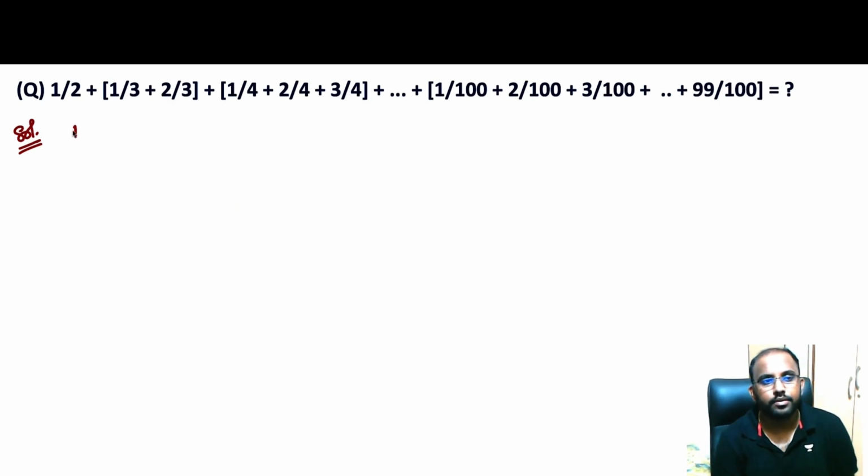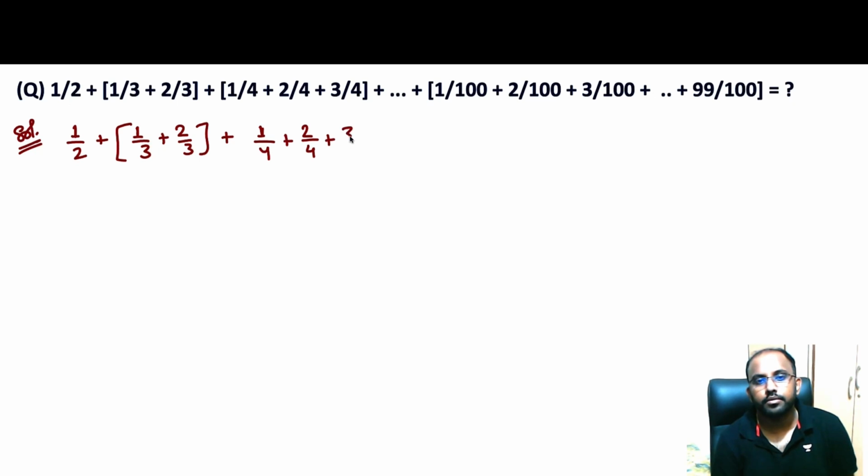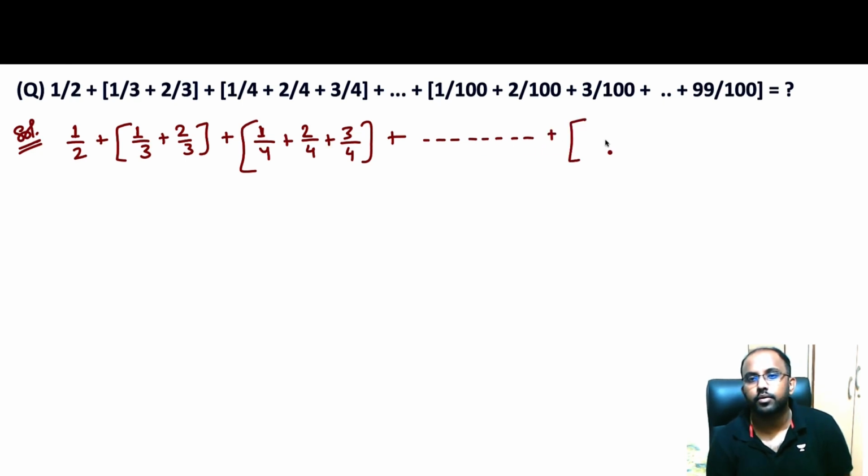For example, we have this 1 by 2 here. Then we have 1 by 3 plus 2 by 3 here. Then we have 1 by 4 plus 2 by 4 plus 3 by 4 here, and this is going on. So we have some 100th term now, that is equal to 1 by 100 plus 2 by 100, it should be the 99th term, I think. But that doesn't matter to me. So 3 by 100 up to 99 by 100.